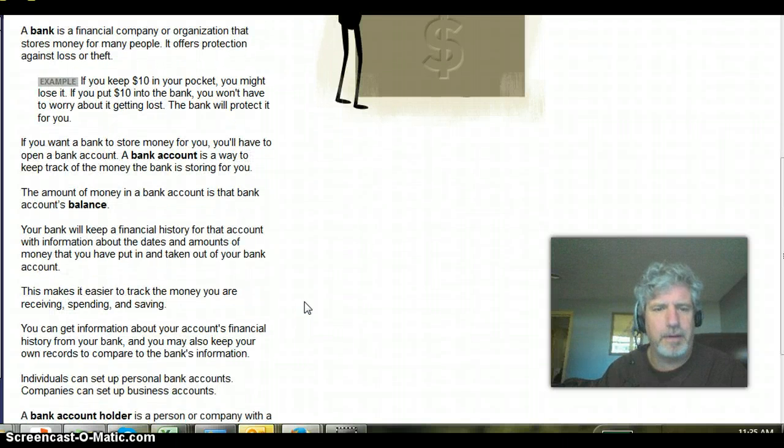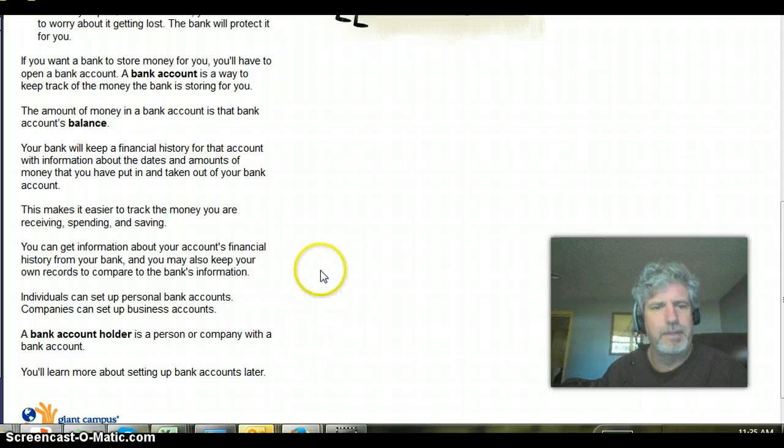Your bank will keep a financial history for that account with information about the dates and amounts of money that you have put in and taken out of your bank account. This makes it easier to track money you are receiving, spending, and saving. You can get information about your account's financial history from your bank, and you may also keep your own records to compare with the bank's information.